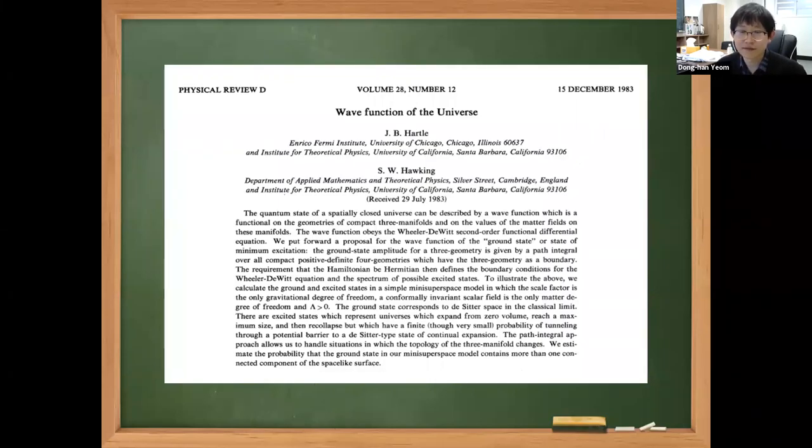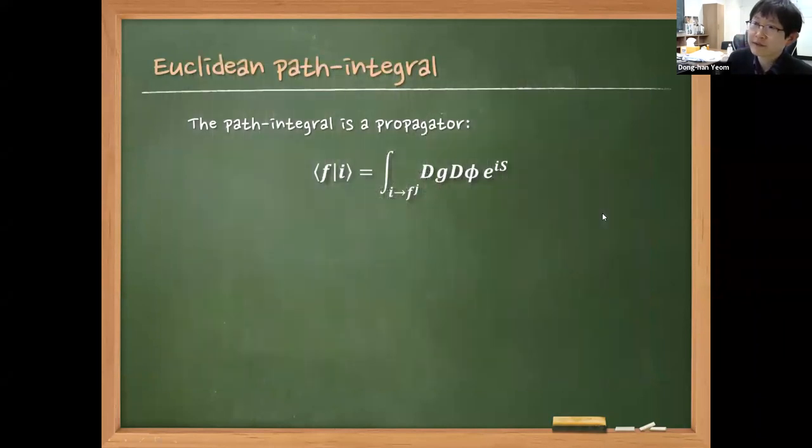But even though we don't go to the cosmological context, this paper is still very important in terms of the Euclidean path integral formalism. So what is the Euclidean path integral? Before we go to the Euclidean path integral, we must start from the path integral itself first. The path integral is nothing but a propagator, in the field theory.